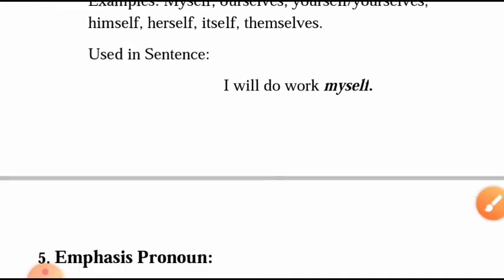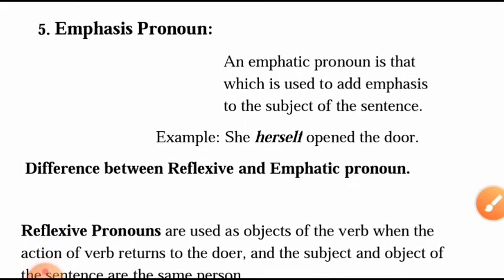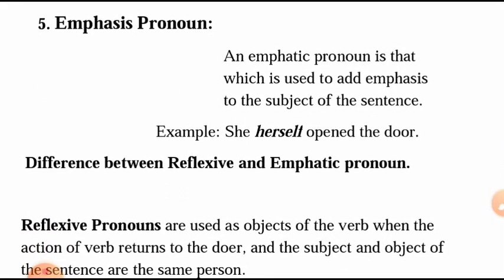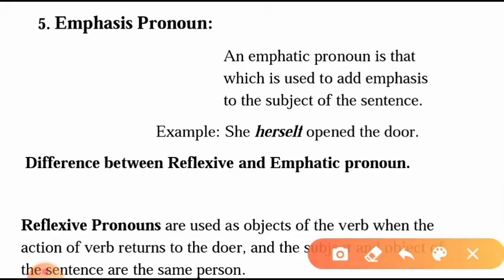So let's talk about the fifth, which is emphasis pronoun. An emphatic pronoun is that which is used to add emphasis to the subject of the sentence. You can see, it is used to add emphasis. You are emphasizing the subject in a sentence. See the example: She herself opened the door.